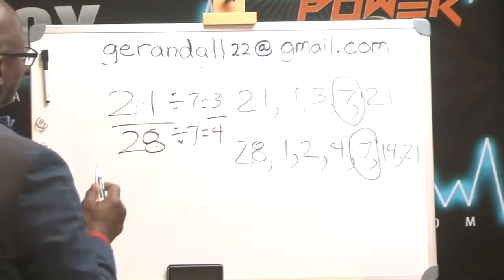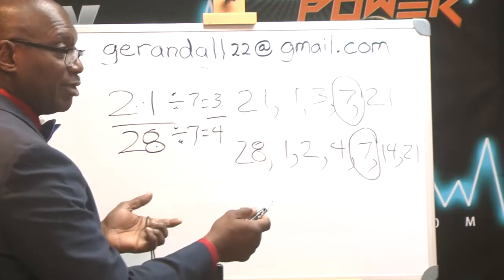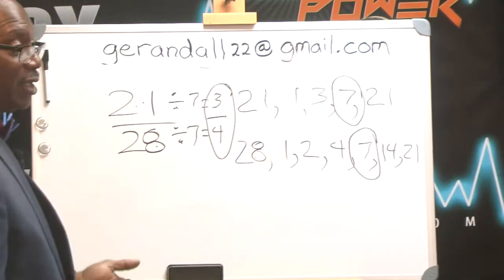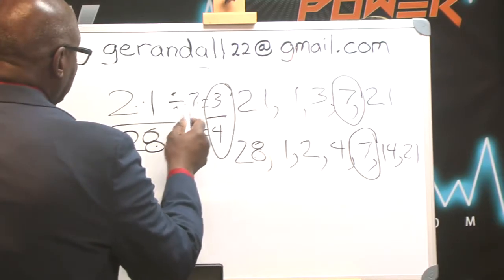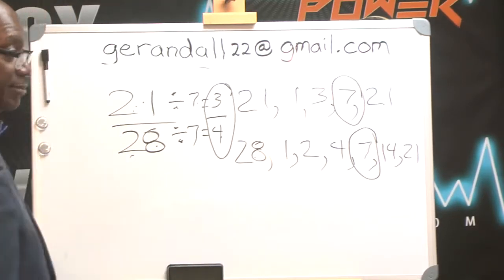So, in simplifying 21 over 28, when your teacher asks you to do this, it is 3/4. And again, look at this. 3 times 7 is 21. 4 times 7 is 28.